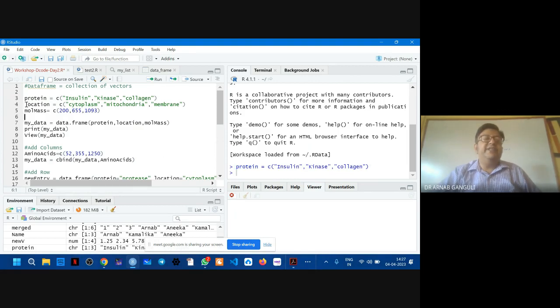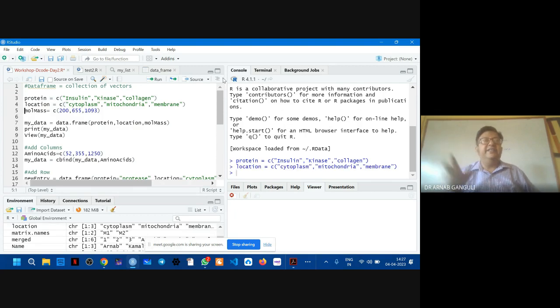Then in the next phase, I'm making a data frame. Location is equal to cytoplasm, mitochondria, membrane. I give it run, I enter the data. I'm using a high level language. What I'm getting is location: cytoplasm, mitochondria, membrane.